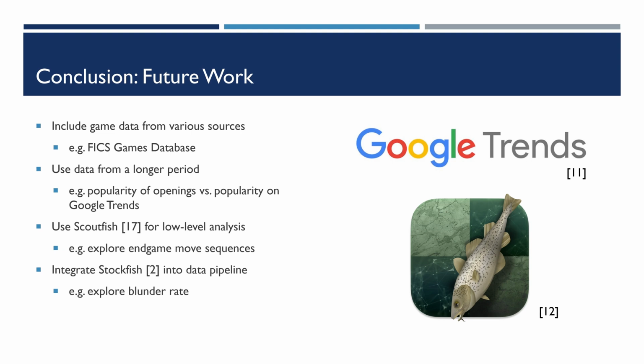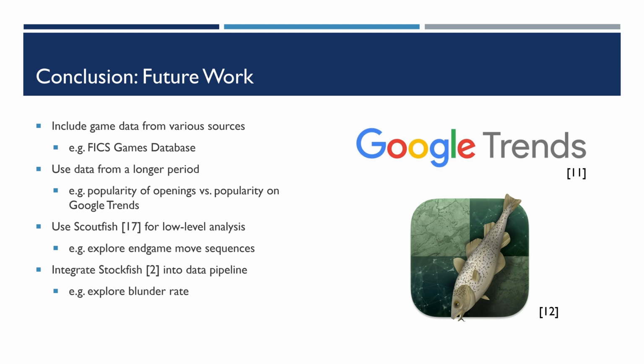We could also use data from a longer period to perform time series analysis on the data. For example, how does the popularity of an opening vary with its popularity on Google Trends? Meanwhile, Scoutfish is a tool written with C++ that enables fast queries on very large chess databases. It enables queries like finding all the games where the board state occurs with pieces in a certain position. As it's fast, we could use this for low-level analysis such as exploring endgame move sequences.